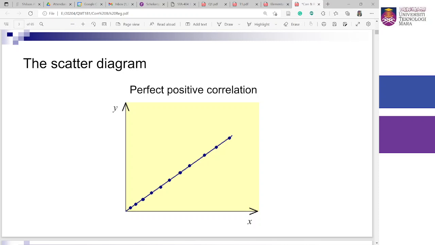So one way to look at the relationship is through the graphical display, and this we call the scatter plot. Kita panggil dia sebagai scatter plot. We call this as scatter plot. So normally we use what we call as scatter plot. Okay, scatter plot ataupun scatter diagram.